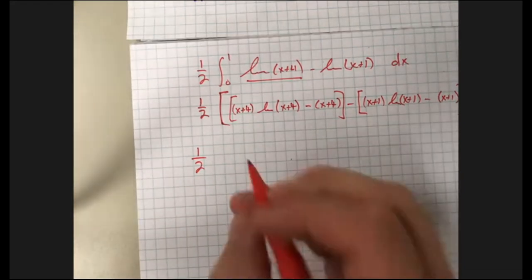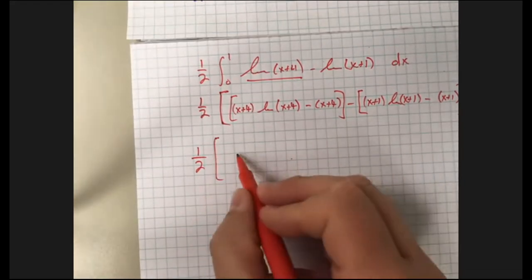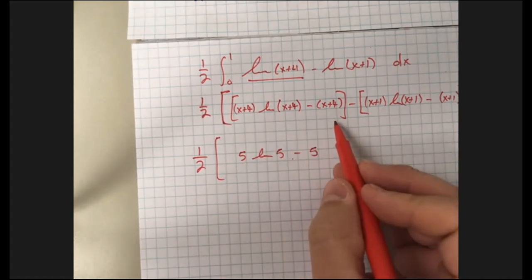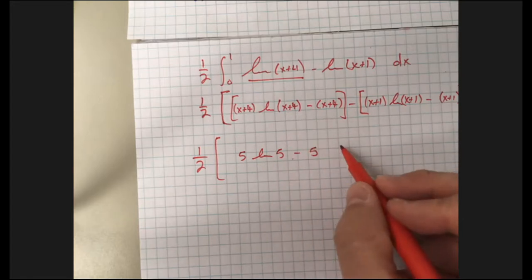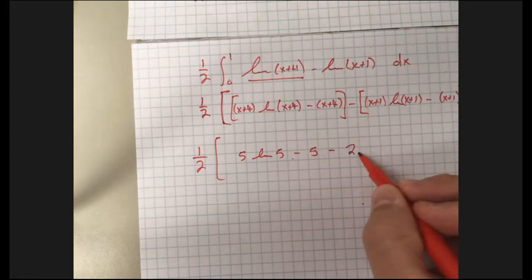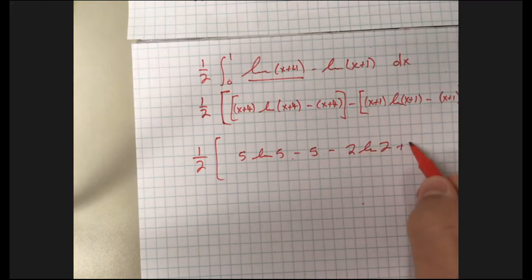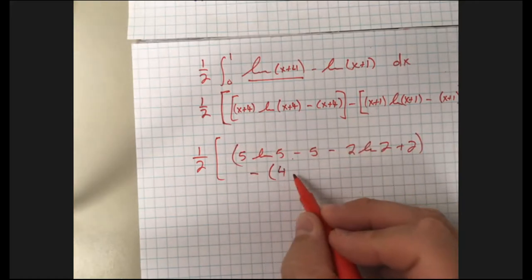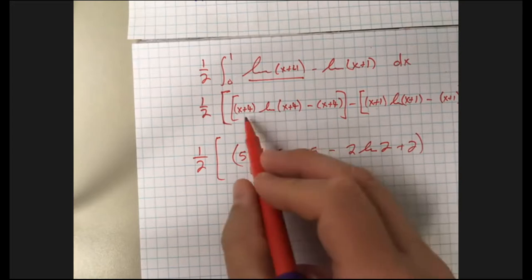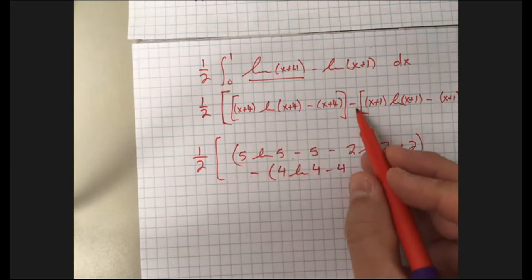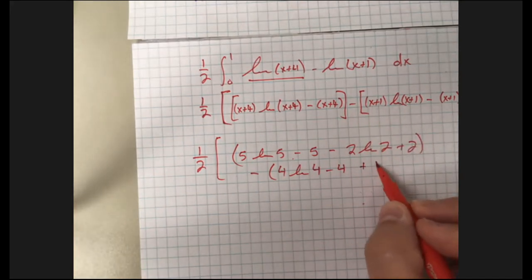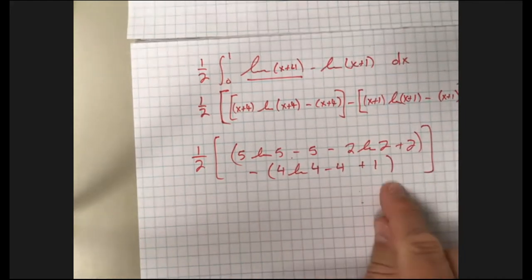I don't know, maybe this is less tangled than the way we did it, but let's just try to do this very carefully. 5 log 5 minus 5. Plugging in 1. Subtract 2 log 2 plus 2. Let me be careful dealing with the minus signs. And then put in 0. 4 log 4 minus 4. Subtract 1 log 1, which is 0, and then plus 1. Then don't forget the 1 half on the other side.